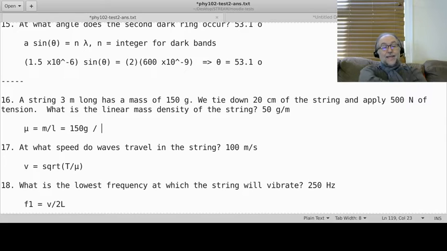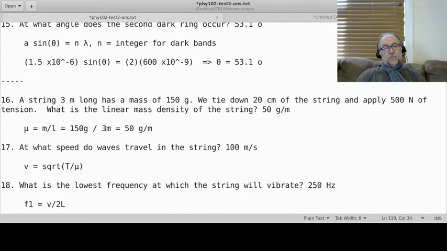Okay, and the length, though, you've got two lengths here, 3 meters and 20 centimeters, but you have to ask yourself, what has the mass of 150 grams? Well, it's not the 20 centimeters. The whole 3 meters has mass of 150, okay? And so divide that by 3 meters, and you get an answer of 50 grams per meter, like that.